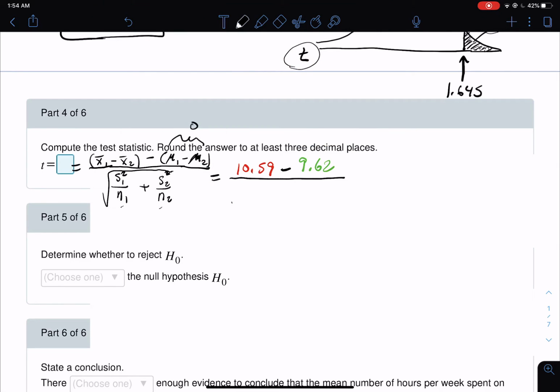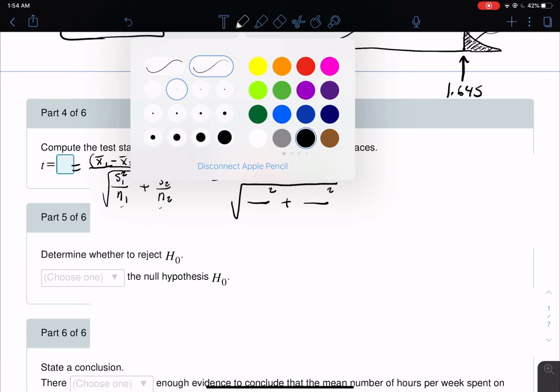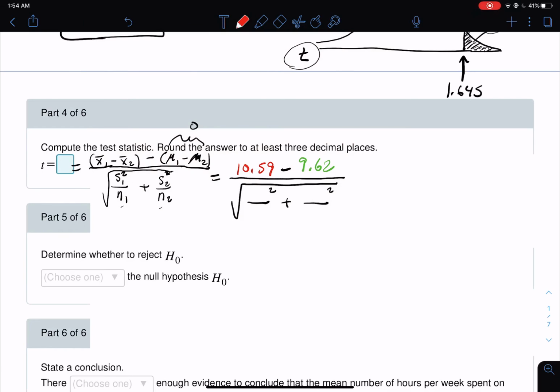Then we have this big square root symbol. We have this fraction plus this fraction, and these numerators getting squared. I'm just doing all that so I don't have to go back and forth with color too much. We have our standard deviation from the first sample, 14.58, which gets squared over our sample size from the first, which is 1015.